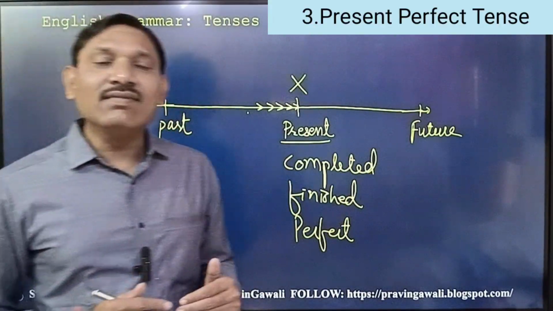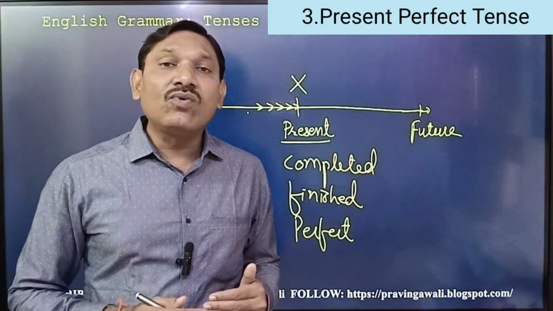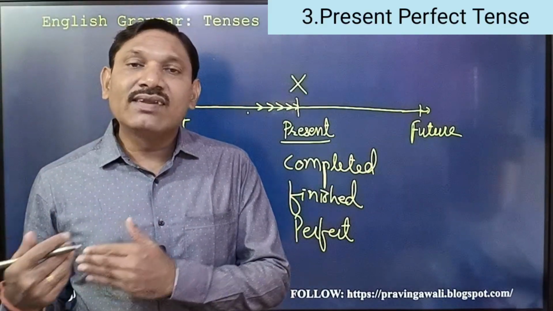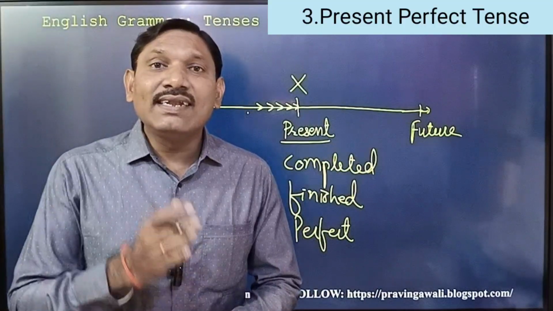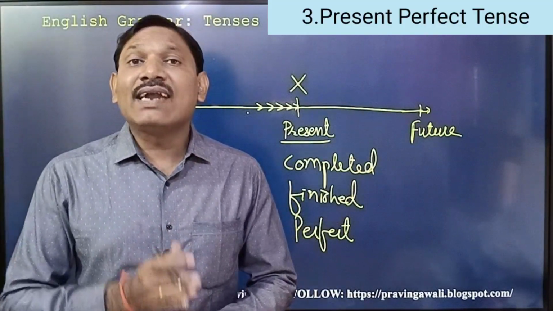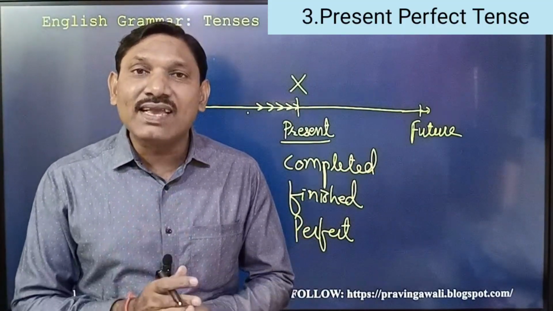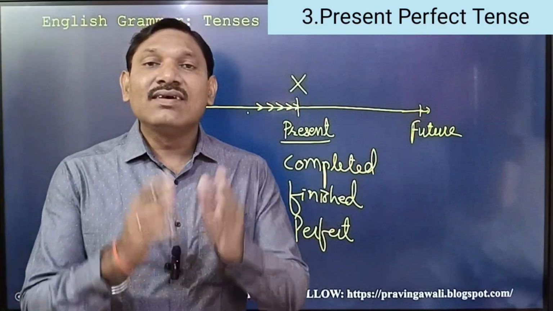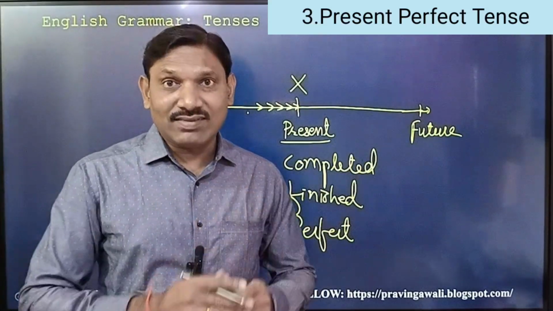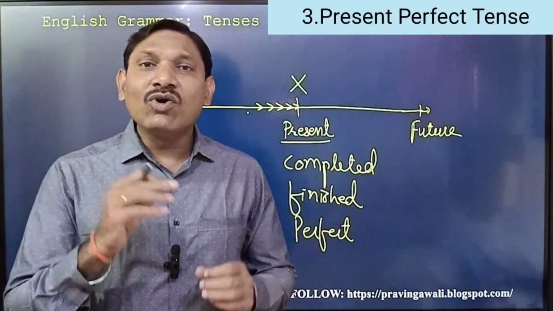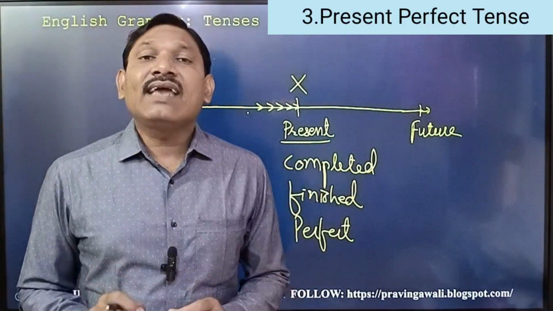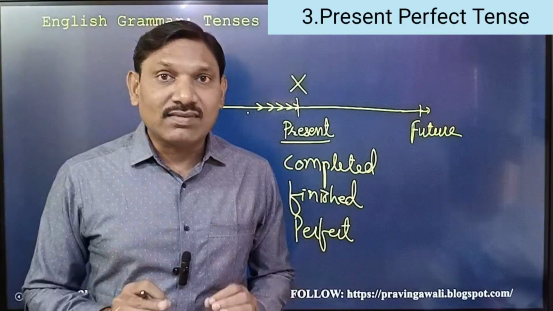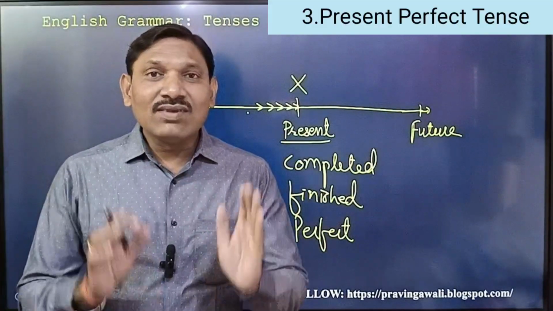In present perfect tense, the action might have taken place in the past, it continues till the present time, and it finishes in the present time only. Otherwise, at the time of talking or speaking, that tense is called present perfect tense. And one more very important point: when the action has completed recently, at that time we use present perfect tense. Okay, understood students? Very good.